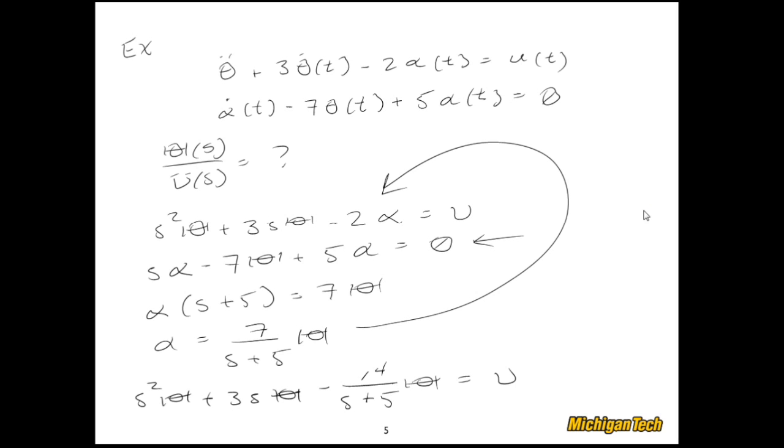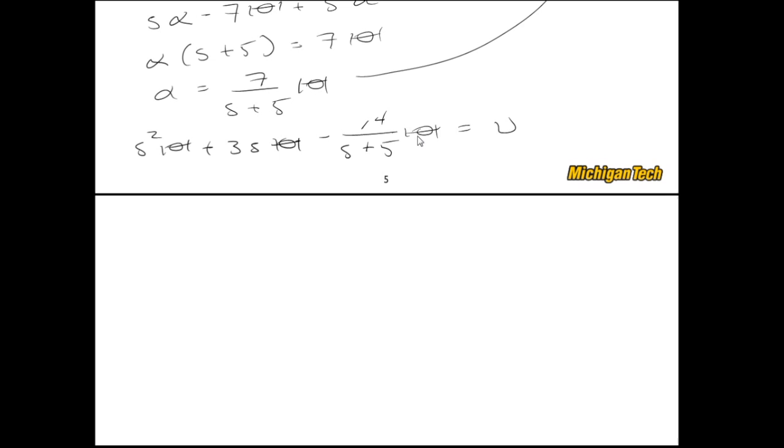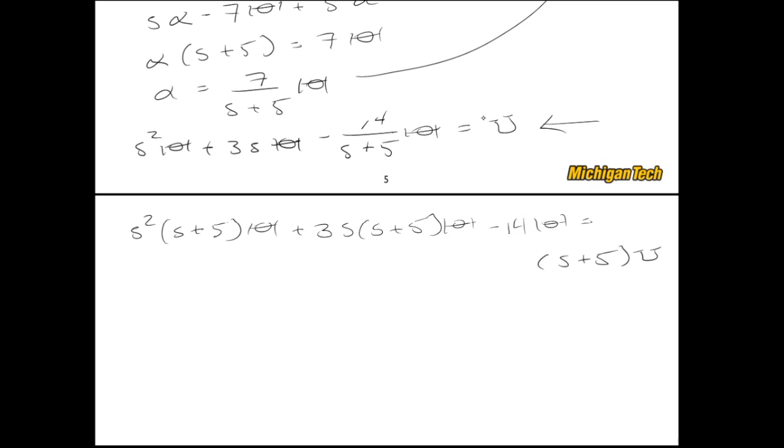Now I'm going to just slip down a little bit so I keep that one in view. I'm going to multiply this thing through by s plus 5. s squared times s plus 5 times capital Theta plus 3s times s plus 5 capital Theta minus 14 capital Theta equals, running out of room, s plus 5 times capital U. Multiply everything out and then finally solve for capital Theta over U. So here we have an s cubed plus 5s squared plus a 3s squared plus 15s minus 14 all times capital Theta equals, well, that same thing.